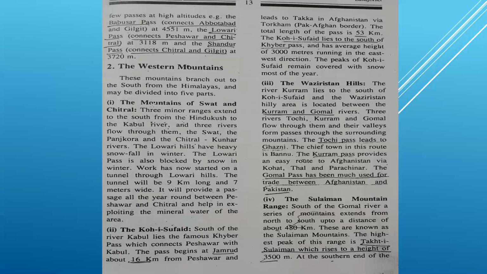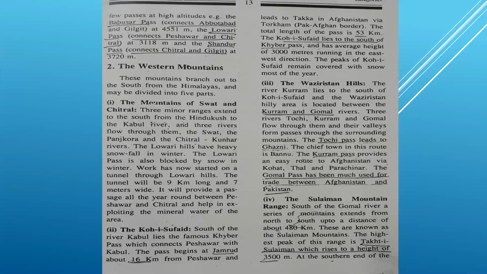The Kohe Safed lies to the south of the Khyber Pass. Underline all this, it can be in MCQs. It has an average height of 3000 meters and runs in the east-west direction. The peak of Kohe Safed remains covered with snow most of the year. I told you, mostly or all the year it is covered with snow. Why? Because of snowfall, and this is the reason we call it Kohe Safed.